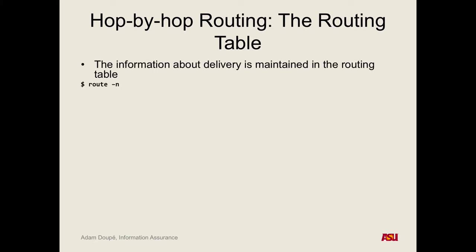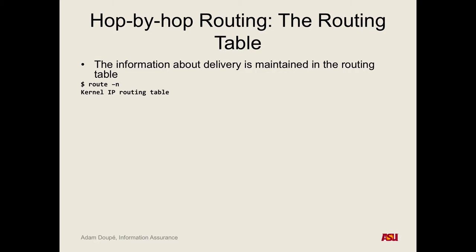On most Unixes, you can do route -n, and that will tell you the route. If you're on a Mac, it's really dumb, but it uses netstat. I think it's netstat -r for the routing table, and that will show you the routing table. Dash N is always a nice handy option.